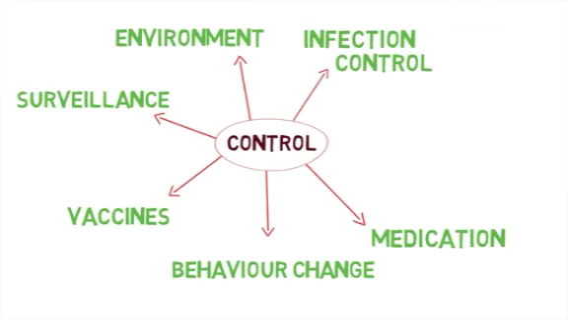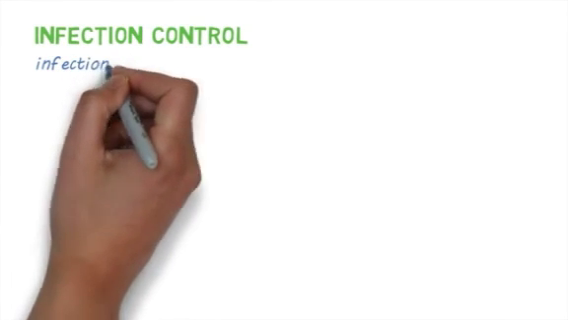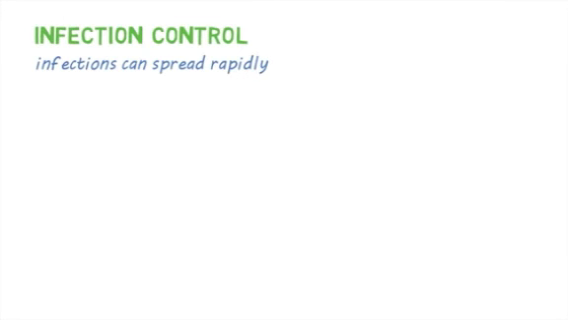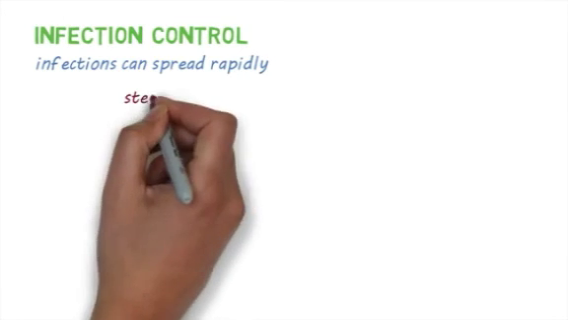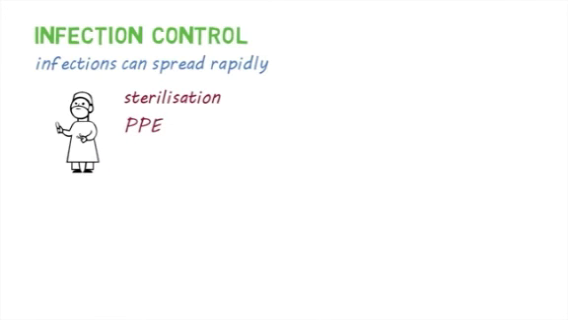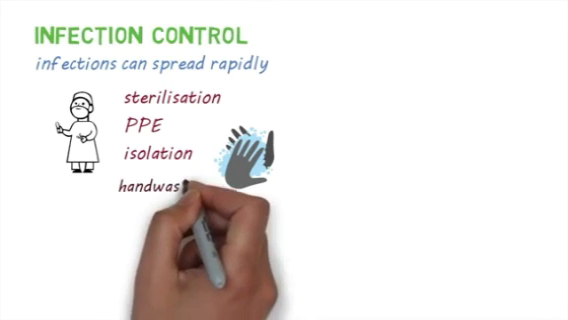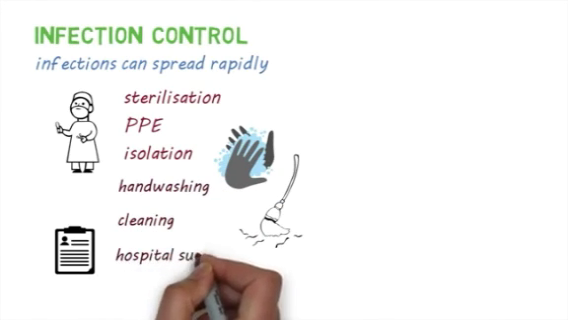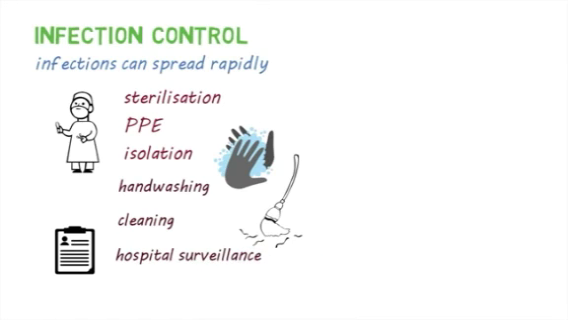Infection control in healthcare facilities is important because infections can spread quite rapidly in these facilities if proper precautions are not taken. Ways to prevent the spread of infection include proper sterilization of equipment, wearing appropriate personal protective equipment, isolating infectious patients, strict hand-washing practices, regular cleaning, and having a good hospital surveillance system so that these infections are recognized and managed early.